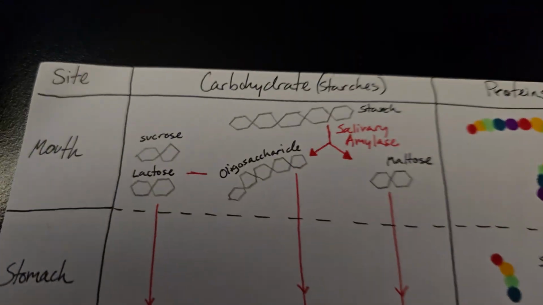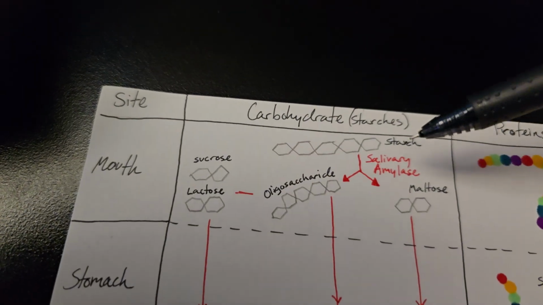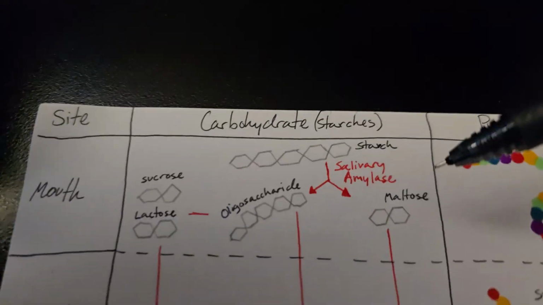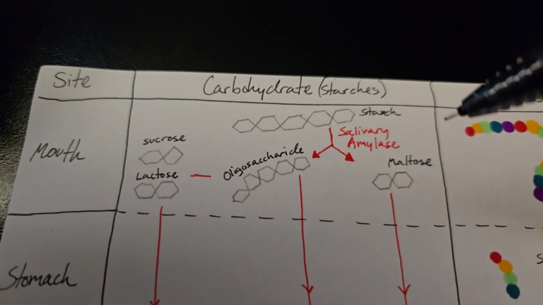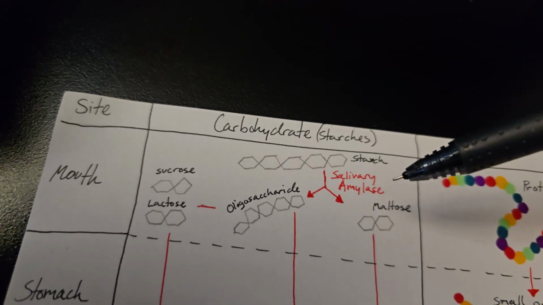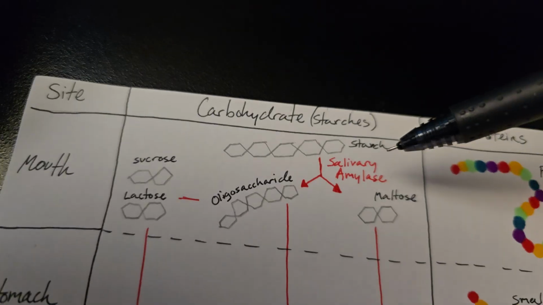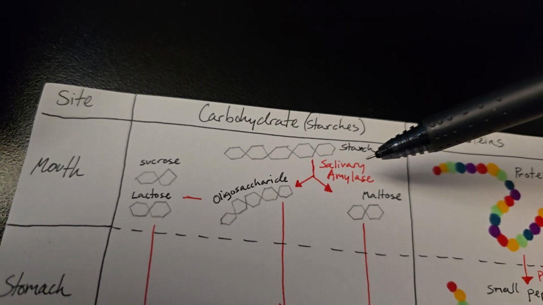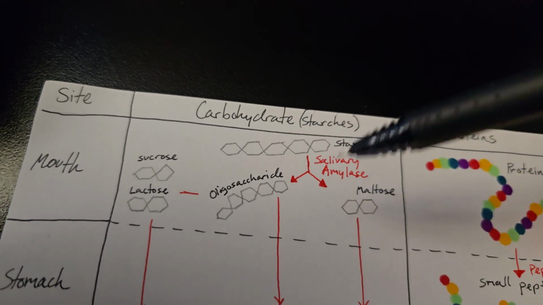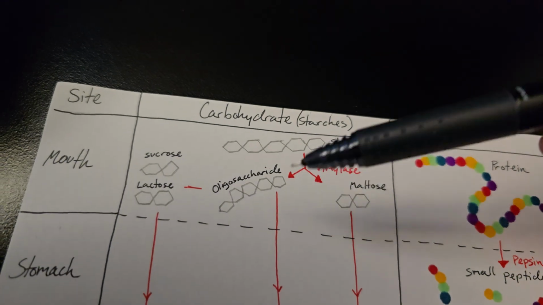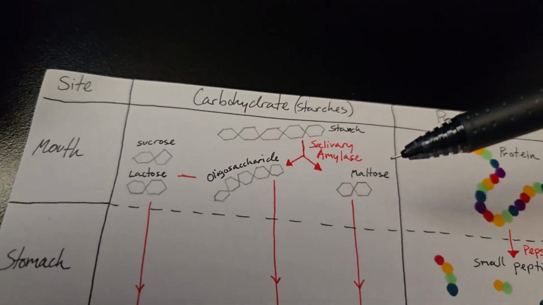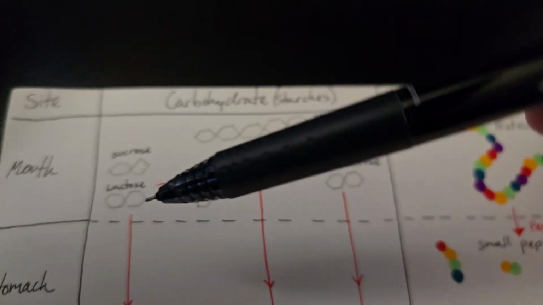I'll be going over the digestion and absorption of the carbohydrates, lipids, and proteins. So, we have carbohydrates, otherwise known as starches, and these starches are going to be pasta, noodles, rice. They're going to begin digestion in the mouth through the salivary amylase, and our saliva is going to break down that starch into oligosaccharides or disaccharides like maltose, sucrose, and lactose.